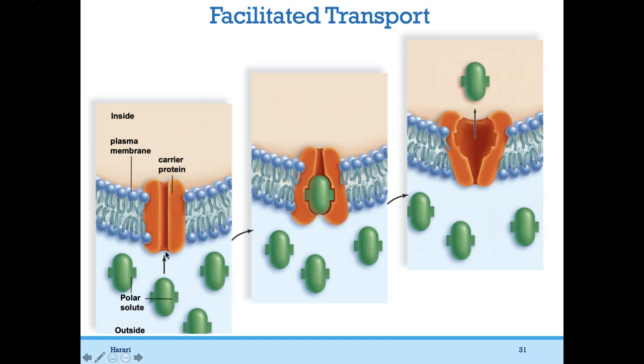You can see at first we have a lot of polar solute that needs to get from high concentration to low concentration. One by one, they will be able to bind to this carrier protein, and the carrier protein can change its conformation to allow the solute inside the cell one by one. So there's a conformational change, and this happens without any energy because you're going from high concentration to low concentration.